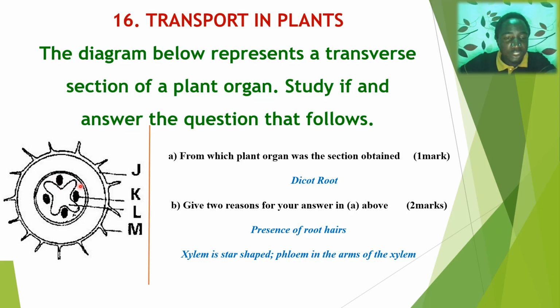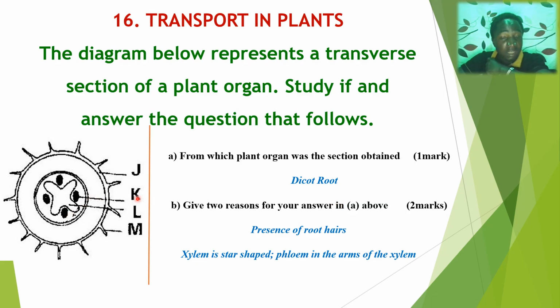Something like a star shape, and this is basically the xylem. Then we have the phloems located on the arms of the xylem. This is basically a dicot root. Part B, give two reasons for your answer. Of course, we have presence of root hairs. This presence of root hairs will support our answer and our idea that this is a root.